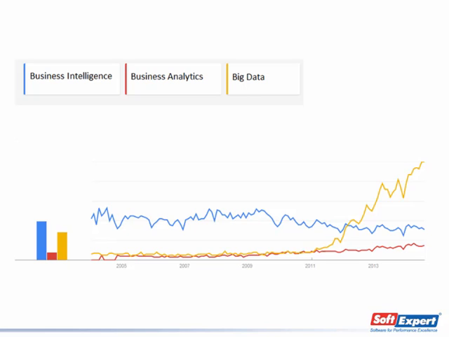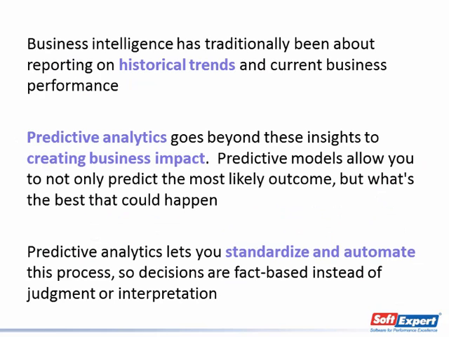So what's the difference between them? Business intelligence has traditionally been about reporting on historical trends and current business performance, to check what happened years ago, months ago, and what is happening now, not exactly now, but when information is processed. So, about historical trends. Then predictive analytics goes beyond these insights to create business impact. Predictive models allow you to not only predict the most likely outcome, but what's the best that could happen. Predictive analytics lets you standardize and automate this process, so decisions are fact-based instead of judgment or interpretation.